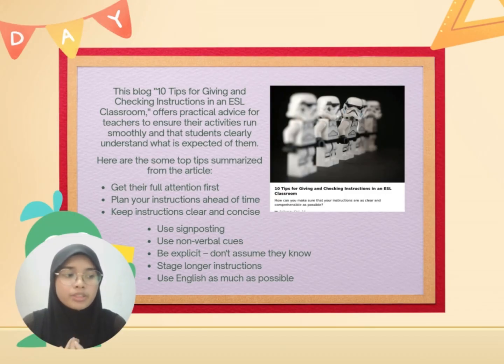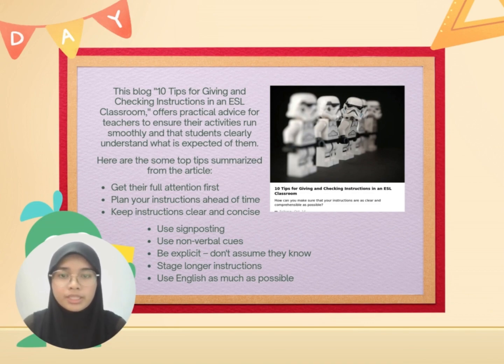Next, we have keep instructions clear and concise by using short, simple language that is appropriate for your students. The next one is use signposts, where we break tasks into clear steps by using sequences like first, second, and third. The next one is use nonverbal cues to support our words in the instruction by using gesture or mime. It can help the pupils or students to understand the instruction better.